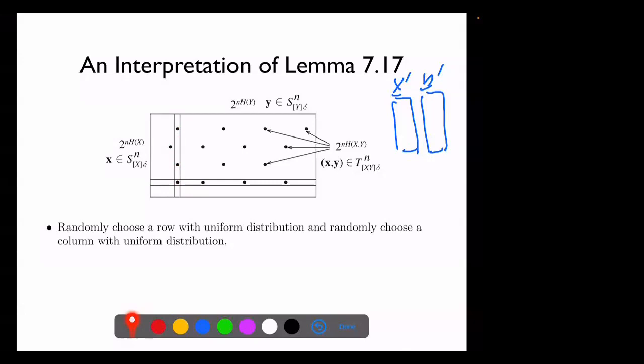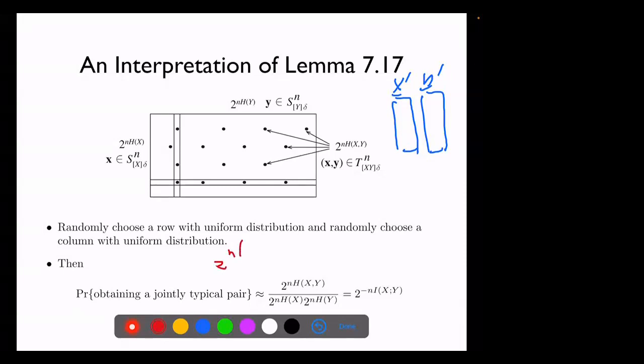Roughly speaking, the probability that you obtain a jointly typical pair is equal to the number of dots divided by the number of row and column pairs, which is 2 to the power n times H(X) times 2 to the power n times H(Y). If you work this out, you'll find that it is equal to 2 to the power n times (H(X,Y) minus H(X) minus H(Y)), which is equal to 2 to the power minus n times the mutual information between X and Y. So this is the intuition.